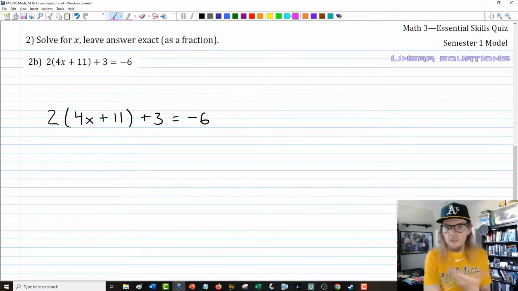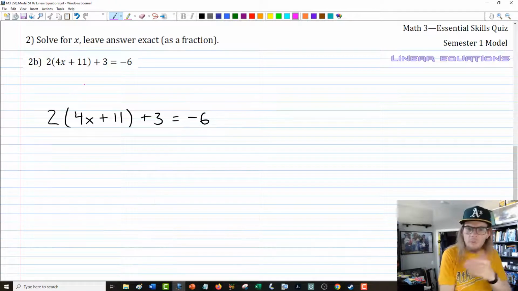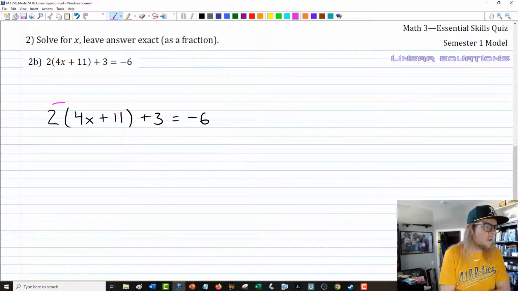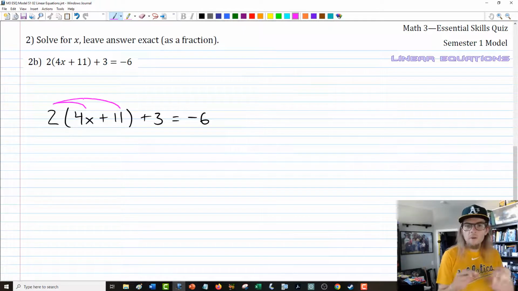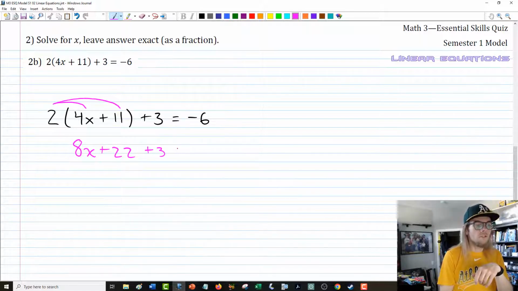So where I want to begin, again, is with the techniques here. The first move I want to make, it's sort of up to you. There's a couple choices here, but I want to start here. I'm going to distribute, aka use the distributive property, to bring that 2 in here, so that way we don't have any parentheses or any multiplication really to deal with anymore. So 2 times 4x is going to be 8x, and 2 times 11 is going to be 22. Now we have 8x plus 22 plus 3 equals negative 6.